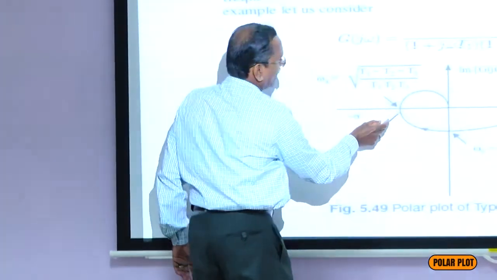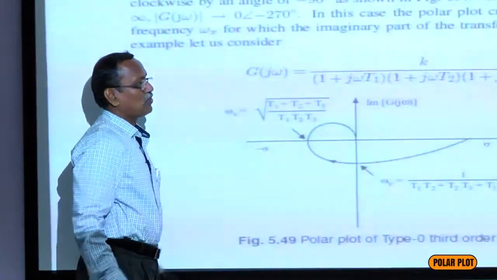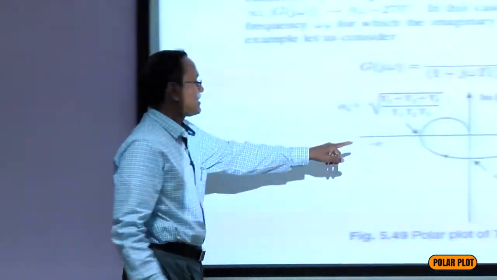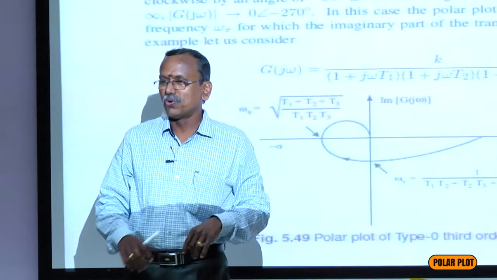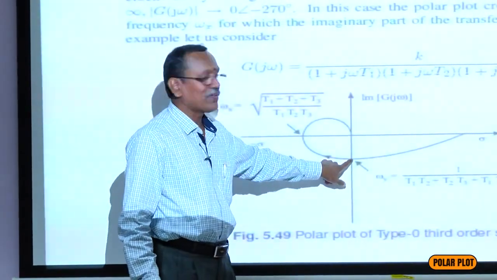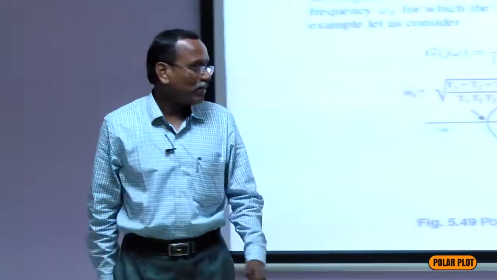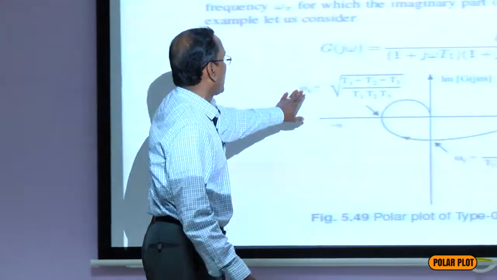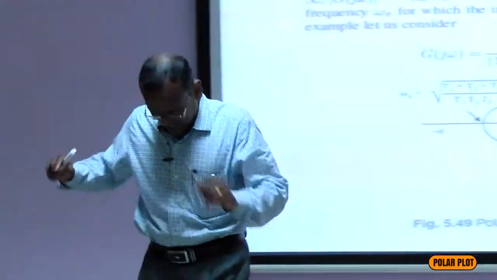Where it intersects the real axis, the imaginary part is 0. So equate the imaginary part to 0 and find the value of omega. At that particular value of omega, it intersects the real axis. Similarly, where it intersects the imaginary axis, the real part is 0, so equate the real part to 0. By using that, we can find omega x and omega y. Substitute these values in the magnitude, and you will get where it intersects the real axis and the imaginary axis.